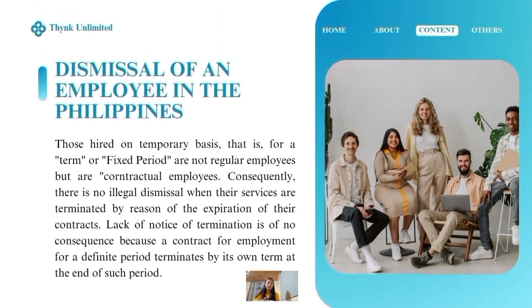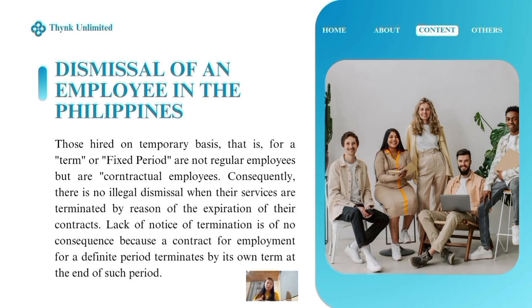So also the dismissal of an employee in the Philippines, those hired on a temporary basis, that is for a term or fixed period, are not regular employees, but are contractual employees. Consequently, there is no illegal dismissal when their services are terminated by reason of the expiration of their contracts. Lack of notice of termination is of no consequence because a contract of employment for a definite period terminates by its own term and ends in such a period.